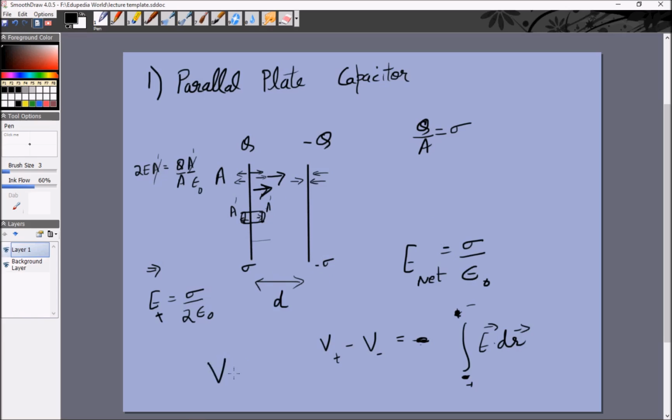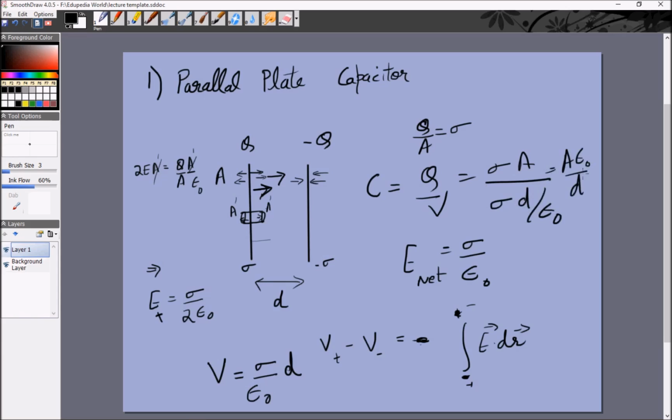So we get V is equal to E into d, that is sigma by epsilon naught into d, and Q is equal to sigma A. So from that we get the capacitance, that is Q by V is equal to sigma A by sigma D by epsilon naught, which is equal to A epsilon naught by D. And this is the formula which you'll definitely have to remember, because almost all of the capacitors we'll see in this course will be parallel plate capacitors. So the capacitance of a parallel plate capacitor is given as A epsilon naught by D. We see that this only depends on the geometrical quantities.